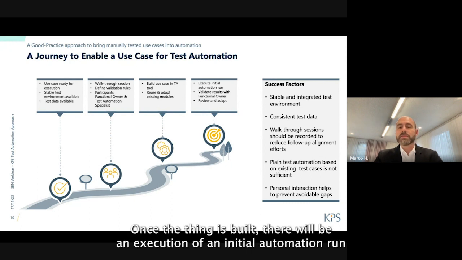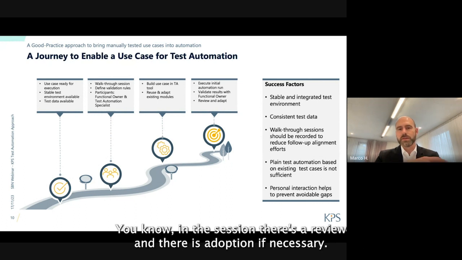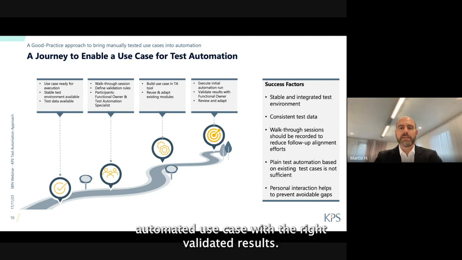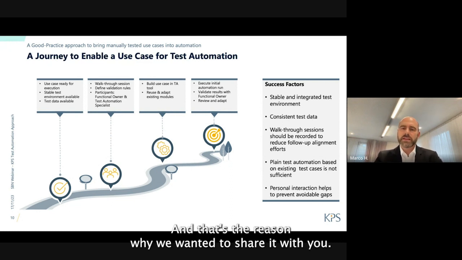Once the thing is built, there will be an execution of an initial automation run and a joint validation of the results with the functional owner whom we have used in the session. There's a review and there is adaptation if necessary. And then, as a result, we have an automated use case with the right validated results. So this is what we did and what we still do, and which is very beneficial for us. And that's the reason why we wanted to share it with you.